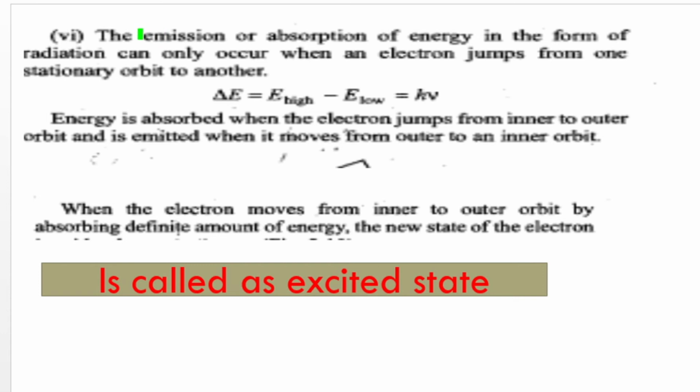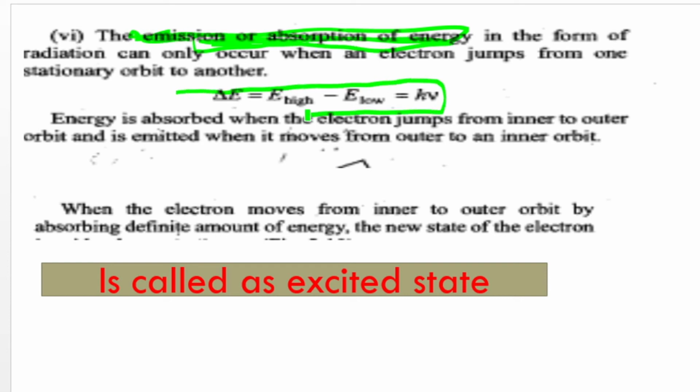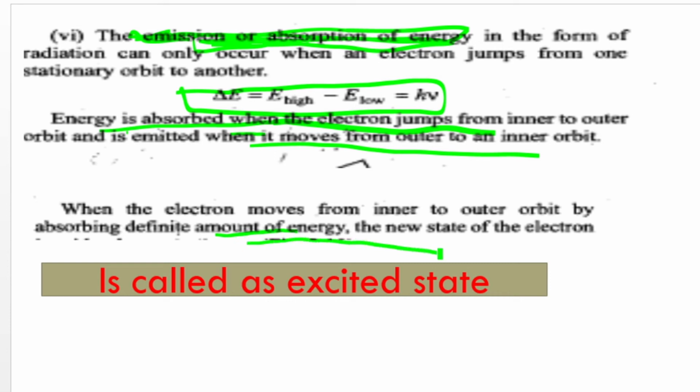Okay, the emission or absorption of energy in the form of radiation can only occur when the electron jumps from one stationary orbit to another, and this is what it is given. I'll explain it in the next part. The energy is absorbed when the electron jumps from the inner to the outer orbit, and it is emitted when it is coming from outer to inner. When the electron moves from the inner orbit by absorbing definite energy, it is in the new state, and this is also called the excited state. अब ये मैंने तुमको पढ़ के बता दिया है, read कर लो अच्छे से.